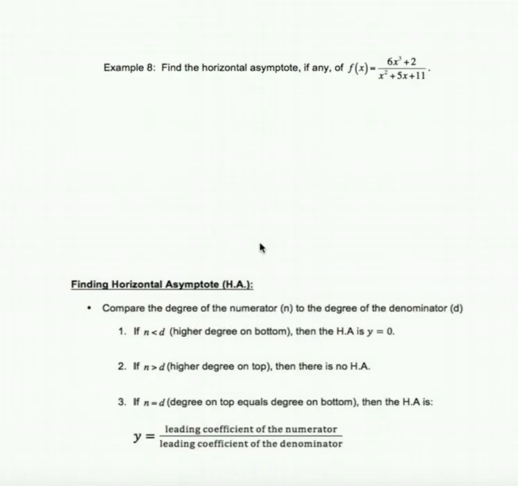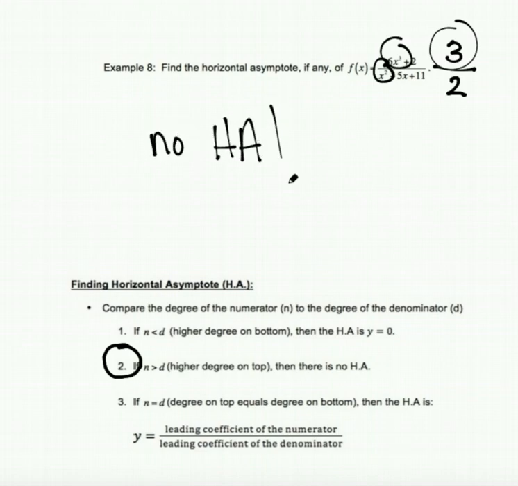Example 8, find the horizontal asymptote of f of x is equal to 6x cubed plus 2 divided by x squared plus 5x plus 11. So we compare the degree on the top to the degree on the bottom. The highest power on the top is a cube, so 3. And the highest power on the bottom is an x squared, so 2. So we have a higher power in the numerator. That means we're going to use rule number 2. Rule 2 says if the higher degree is on top, then there is no horizontal asymptote. So I simply write no HA, no horizontal asymptote.